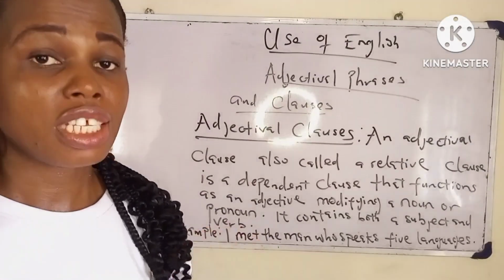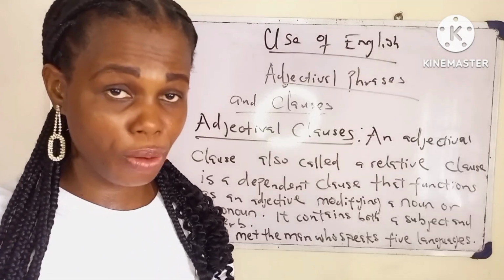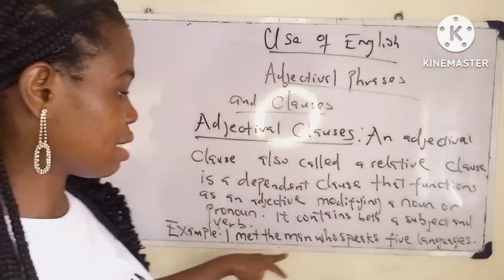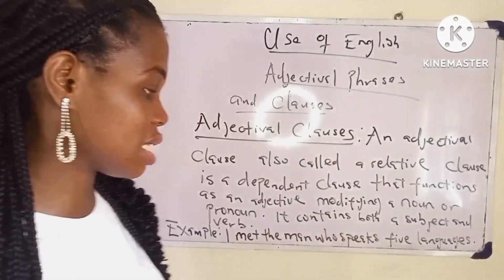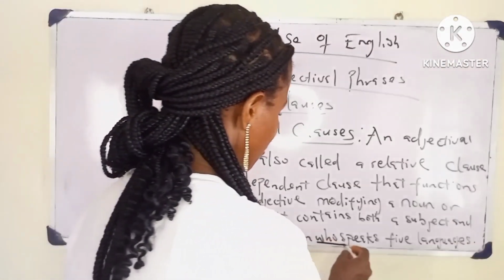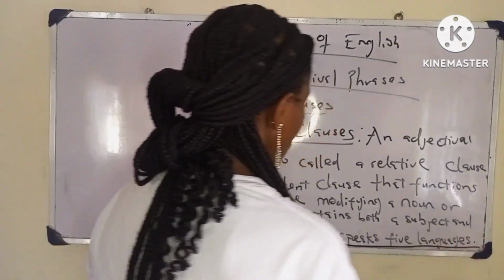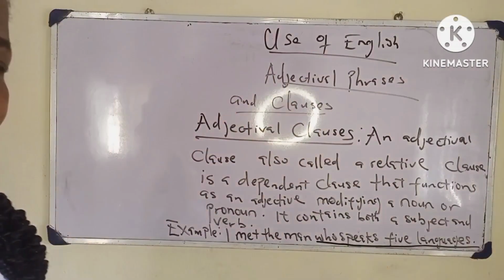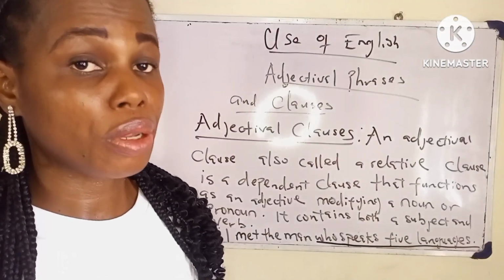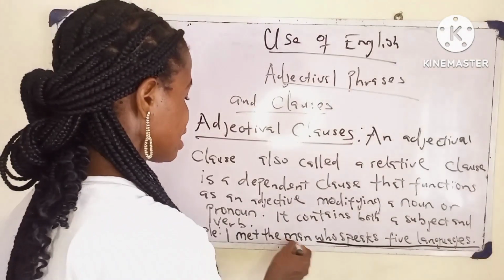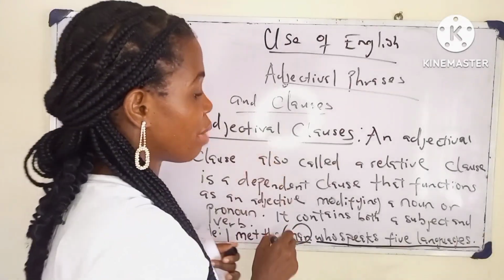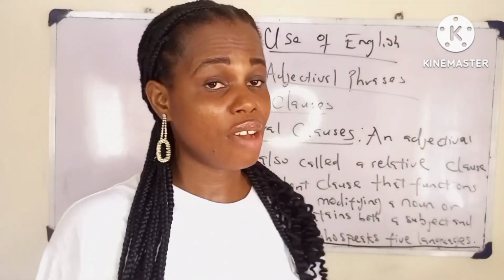Okay, it's a group of related words with a subject and a verb that tells us more about a noun or a pronoun. Now let's say, I met the man who speaks 5 languages. Who speaks 5 languages? Does it refer to someone or something? Yes, it refers to man. It tells us more about this man. So it describes this man, which makes it an adjectival clause.